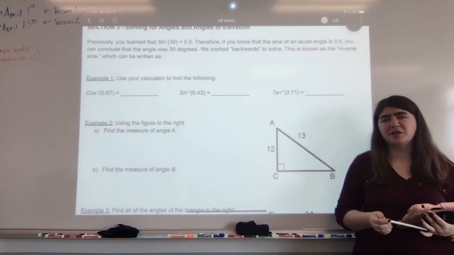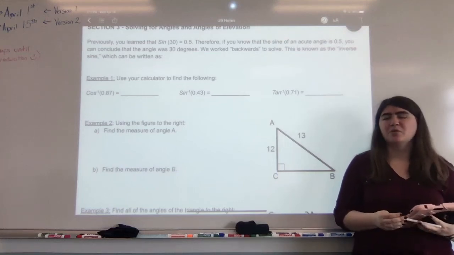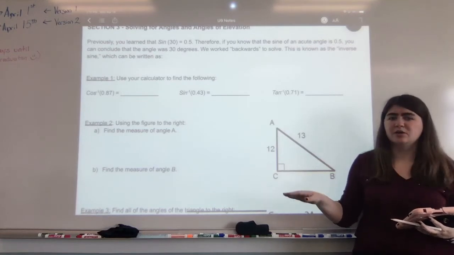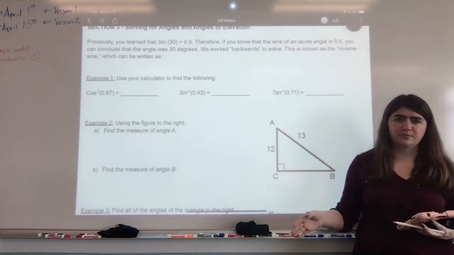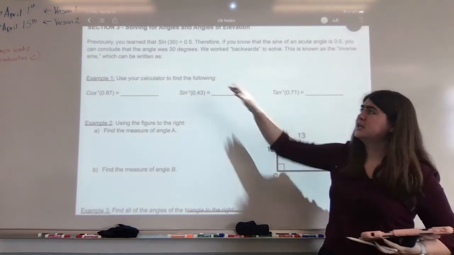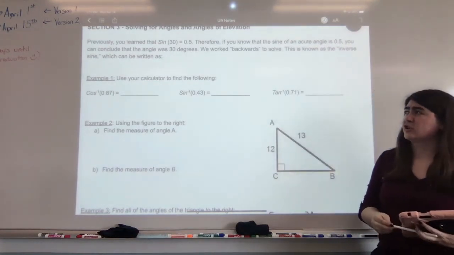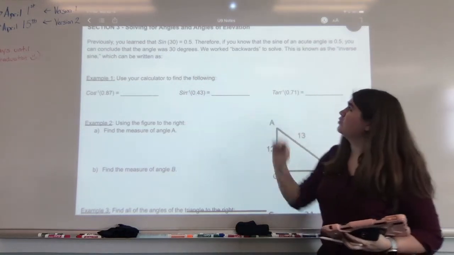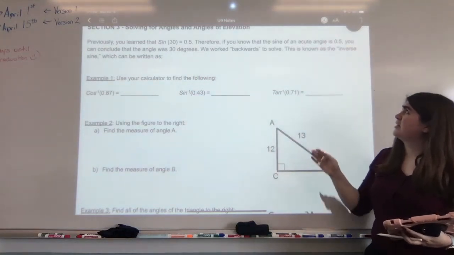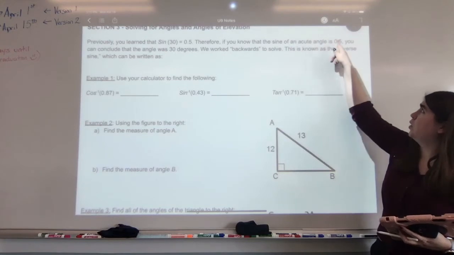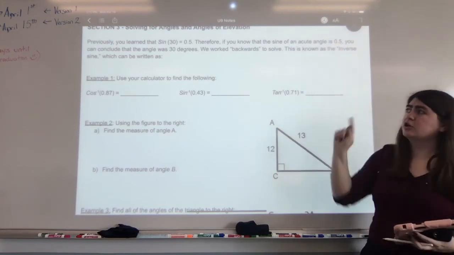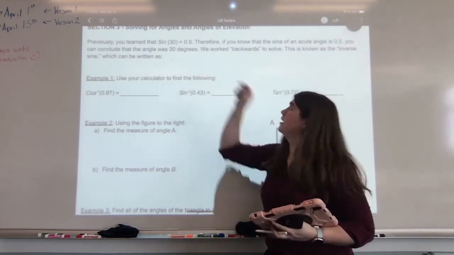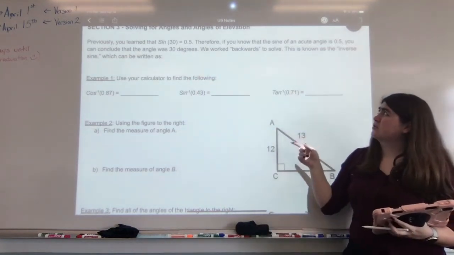Hello everyone, today we are continuing our trigonometry unit with section 3, which is going to talk about solving for angles and angles of elevation. So it says right here, previously you learned that sine of 30 degrees is equal to 0.5, or 1/2. Therefore, if you know that the sine of an acute angle is 1/2, you can conclude that the angle was 30 degrees. We worked backwards to solve.